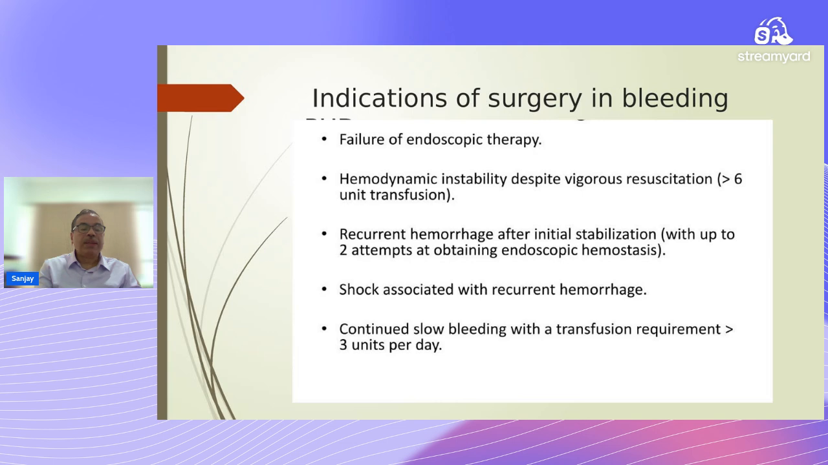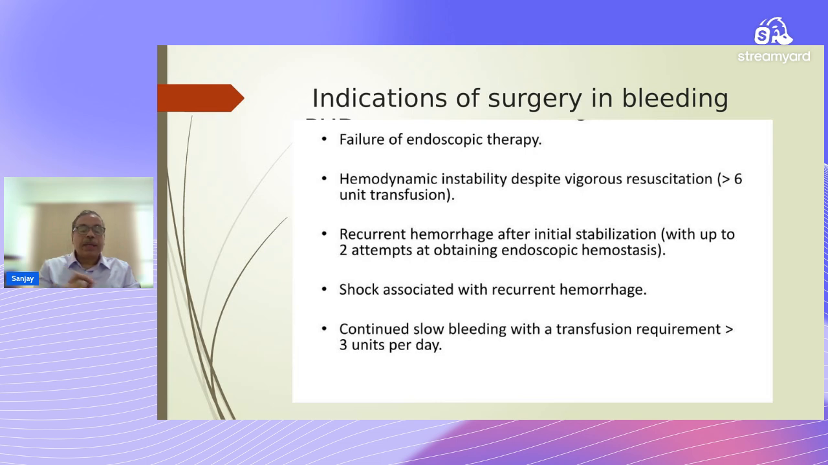Now, what are the indications of surgery in a patient with bleeding? We have already seen that more than 90 to 95% of cases can be controlled either by endoscopic or interventional radiology. But there may be a small percentage of cases who may have some form of failure of endoscopic management. So, what are the indications of surgery in such cases? The number one is failure of endoscopic therapy. That is the main indication for the patient to undergo surgery.